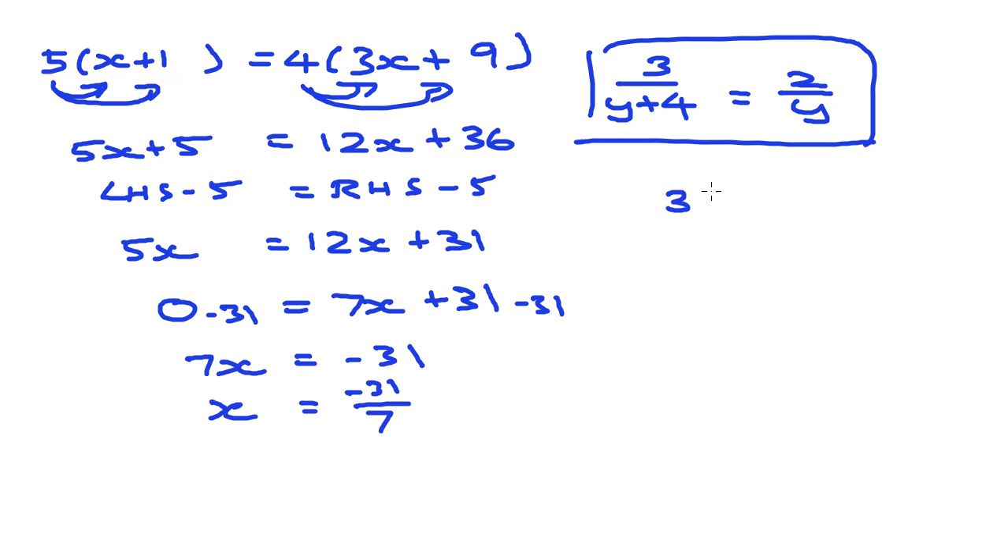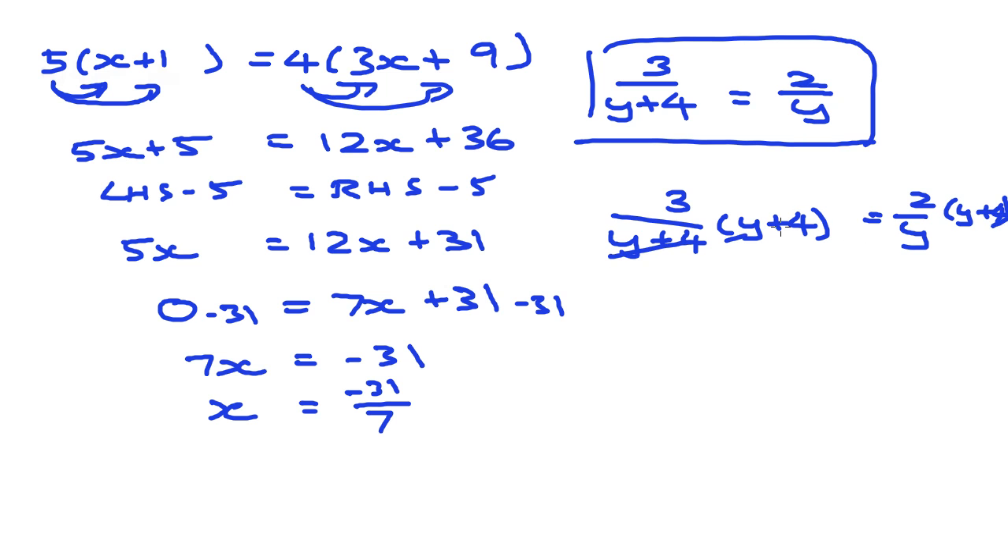Let's multiply both sides by y plus 4. So on the left hand side you multiply by y plus 4, so you get 3 over y plus 4 multiplied by y plus 4, equals 2 over y multiplied by y plus 4, because you have to multiply both sides. So what happens is you cancel this off, because this over this equals 1, so you get 3 on the left side, and you get 2 over y, bracket y plus 4.